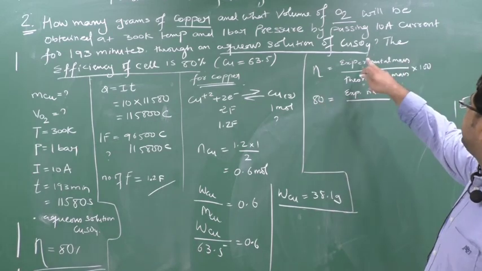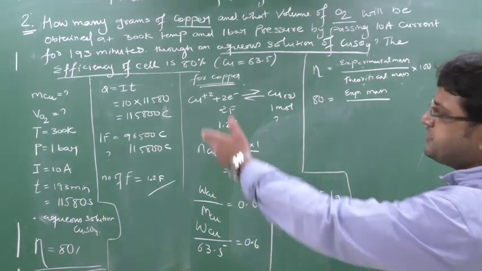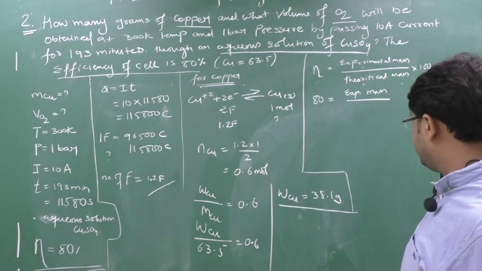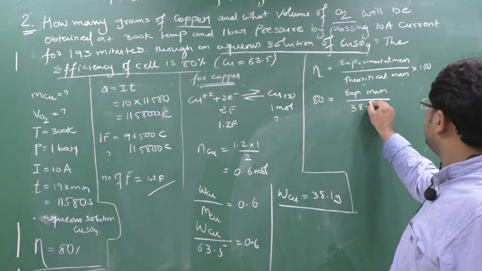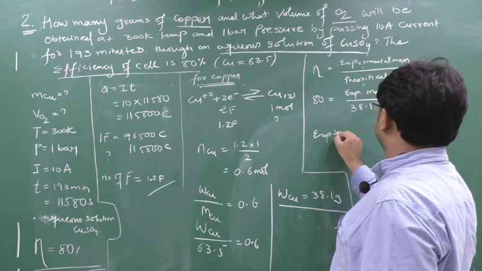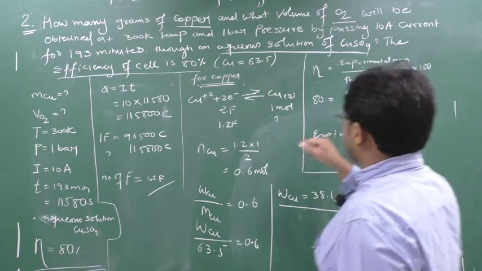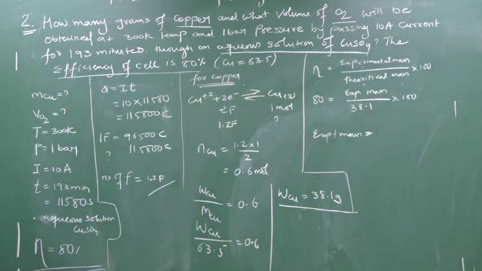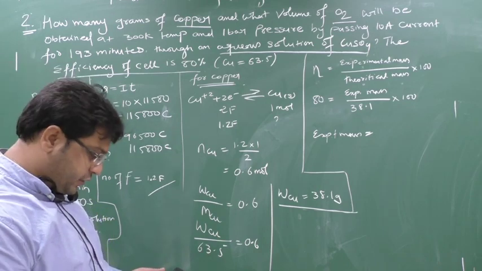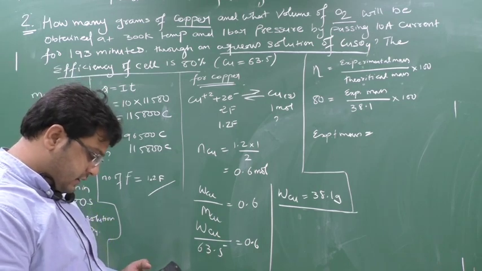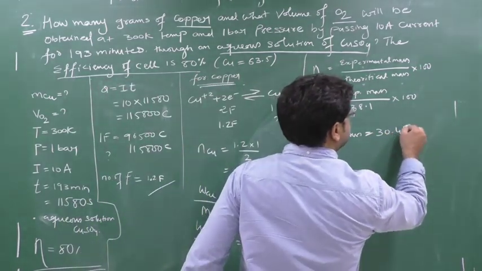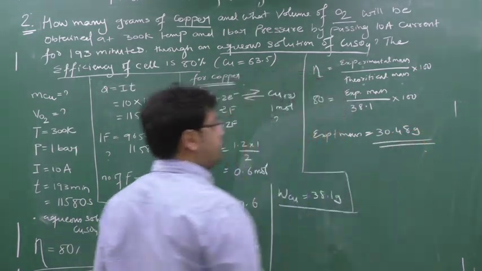Okay, once more. Efficiency is experimental by theoretical into 100. How much efficiency is given? 80. The experimental mass is what we need; the theoretical mass we calculated is 38.1, into 100. So the experimental mass is 80 into 38.1 by 100. The answer I will get is 30.48 gram. This is my net answer for copper.